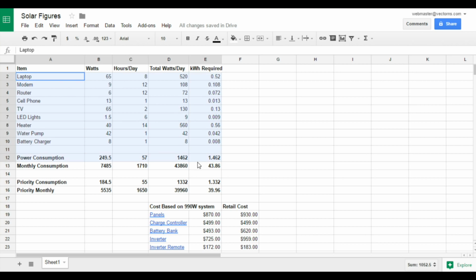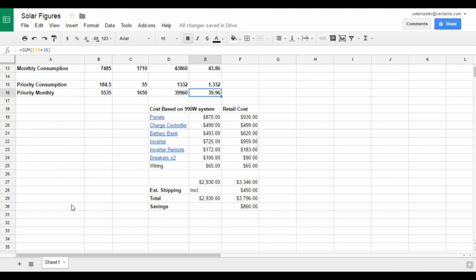These are the numbers that I came up with first before I bought anything. And then I put together some priority consumption numbers, the priority things that I have to run, and those numbers ended up being a little bit less, not much. But okay, so talking about cost, this is based on a 990 watt system, which is basically a kilowatt, and this is the cost that I paid for each of these items.